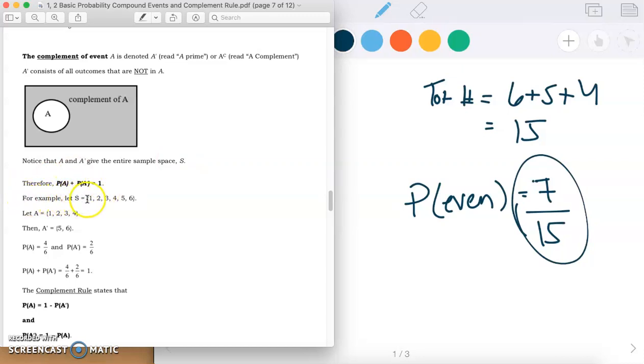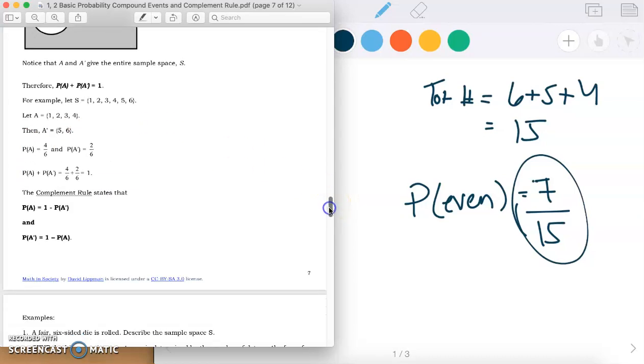For example, let S equal 1, 2, 3, 4, 5, or 6. So that's again a 6-sided die kind of situation. Let A equal 1, 2, 3, 4. Then A prime equals the other numbers. So if we take out 1, 2, 3, 4, all we have left is 5 and 6. So A prime, or A complement, equals 5 and 6. The probability of A is 4 over 6, right? We have 1, 2, 3, 4 over 6 possibilities. And the probability of A prime is 2 over 6, because we have 5 and 6. Notice the probability of A plus the probability of A prime is 4/6 plus 2/6, which equals 6/6, which just equals 1.